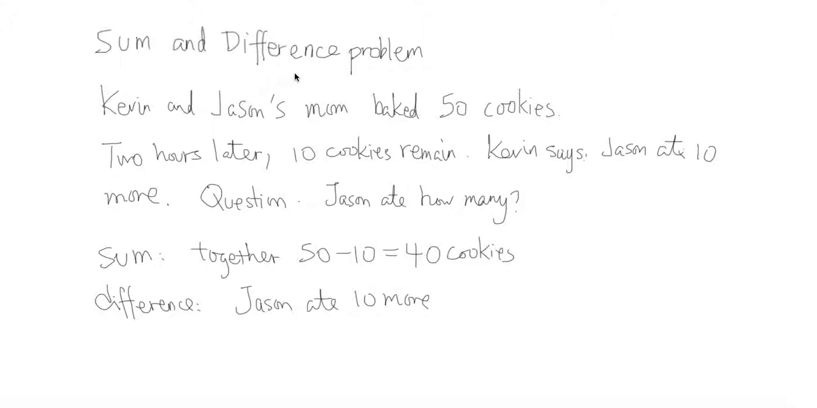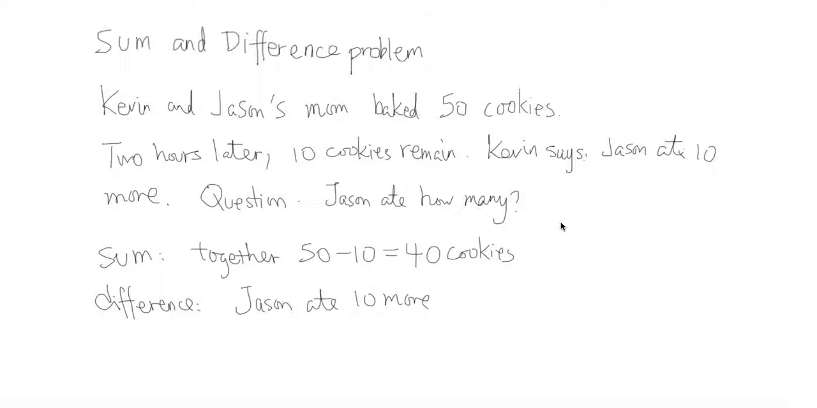Because in this problem, what we know is the following information. We know the sum. Namely, together the two kids ate 50 minus 10 equals 40 cookies. Together they had 40 cookies, and we also know the difference. Namely, Jason ate more. The difference between them is 10. So how do you solve a problem like this? There are actually quite a few approaches.